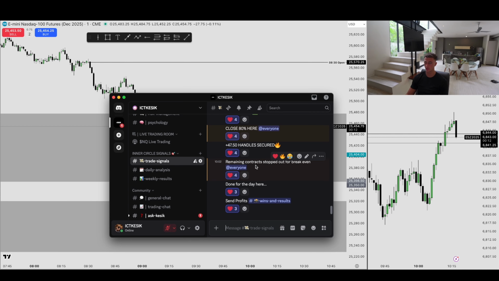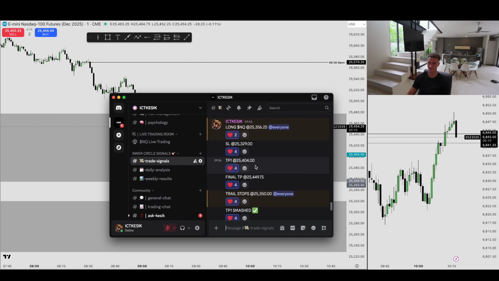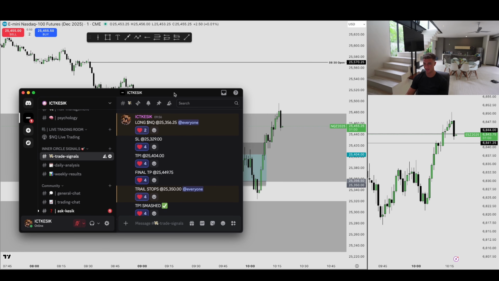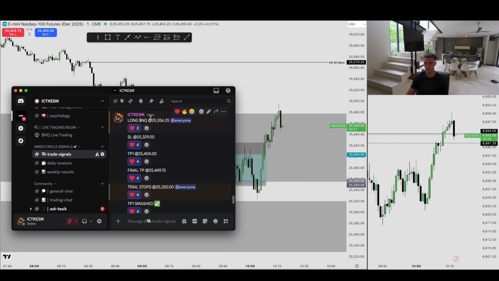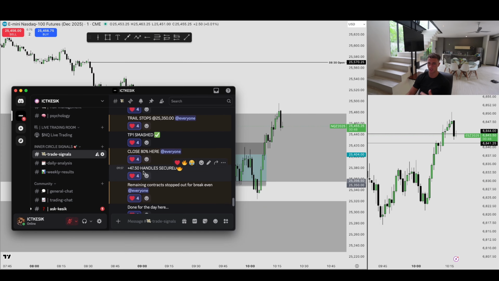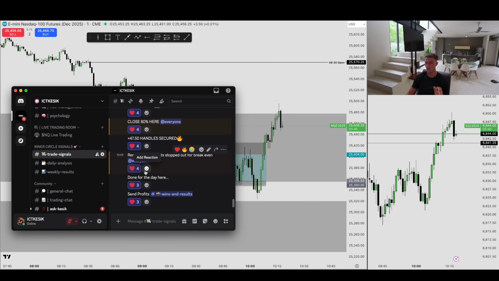Now I will also show you the Discord chats just for transparency reasons, to actually show you that we did take this trade. So as you can see here, I sent out a signal, long NQ at exactly 9:56, which is about the time that we enter that long position inside that gap. I give you your stop loss, your TP, your final TP, trail stops, etc. Every single thing that I'm doing, I'm also alerting you guys and guiding you through every single step.